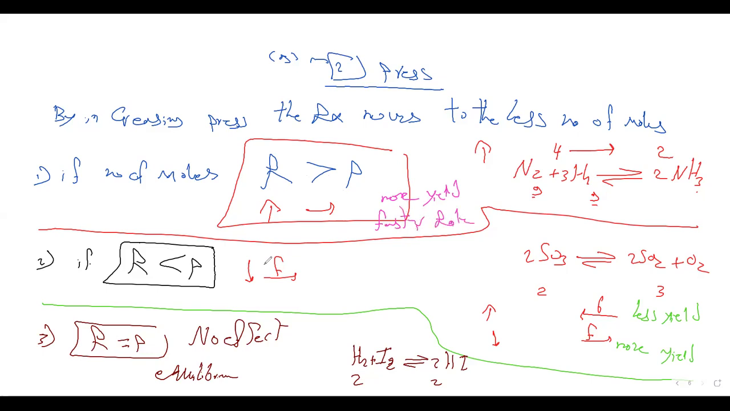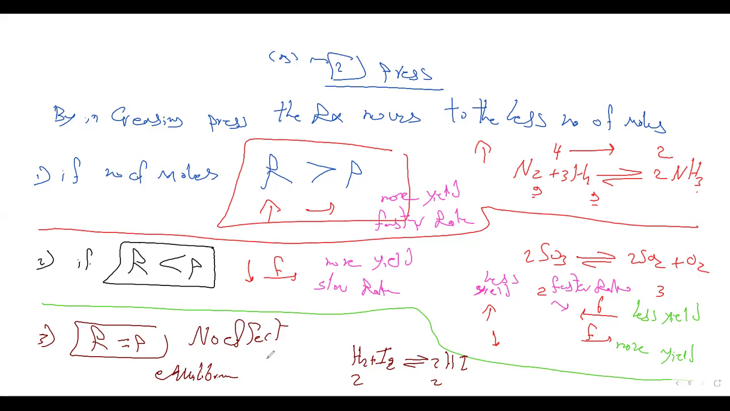pressure. The second one, if the number of moles in product is greater than reactants, we must decrease or lower the pressure to obtain more yield, to make it move forward. But we have slow rates. If we are increasing to make it move backward, in this case we have faster rates, but we have less yield. And we need to have more yield at the beginning.